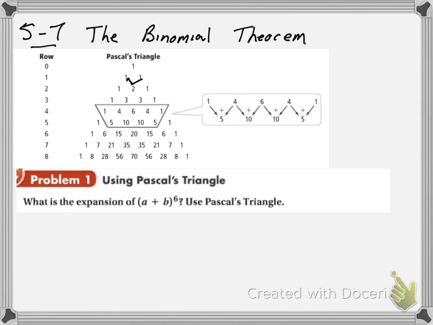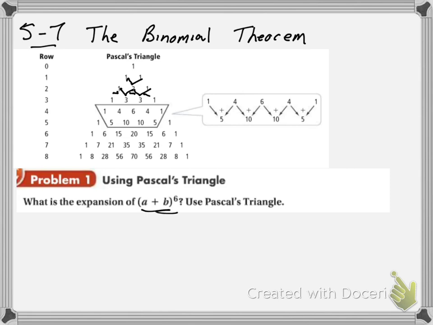So 1 plus 1 is 2. Always 1's on the outside. So then we have 1 plus 2 is 3, and 2 plus 1 is 3. That's where that comes from. So that's how you build the triangle, to be able to use it to expand any binomial known to man. So when you do that, the squared one, that's why it's a squared plus 2ab plus b squared. That's why that works out that way.